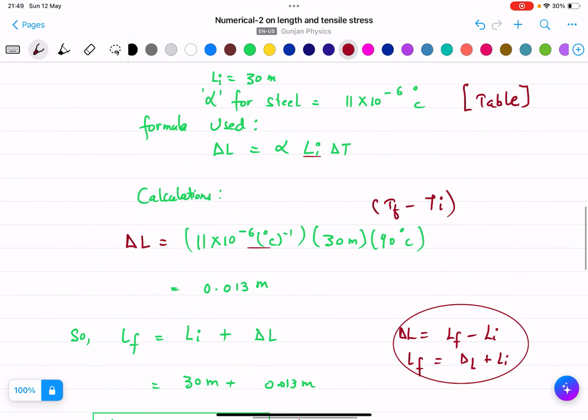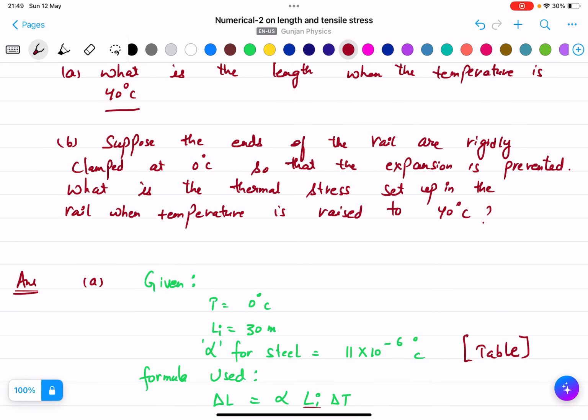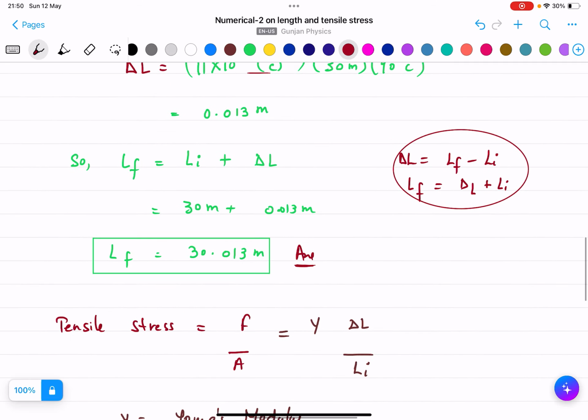Okay. Now the B part. Suppose the ends of the rail are rigidly clamped at 0 degrees Celsius so that the expansion is prevented. That means there will be no expansion, right? What is the thermal stress set up in the rail when temperature is raised to 40 degrees centigrade? That means thermal stress is basically the pressure. So they are very rigidly clamped at 0 degrees Celsius and there is no expansion. So what is the pressure which is built up in the railroad?